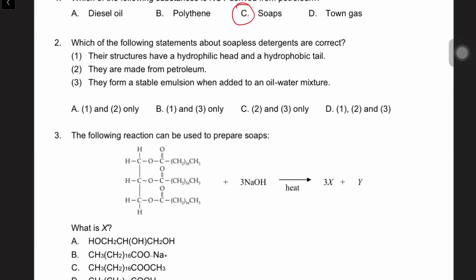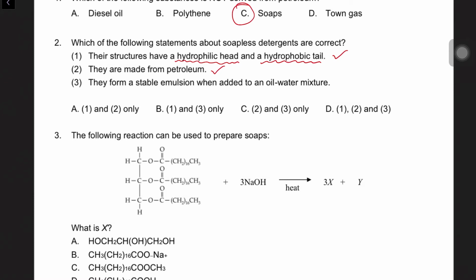Yes, first, no matter whether this is a soapless or soapy detergent, both of them have a hydrophilic head and a hydrophobic tail. So this one should be correct. And the second one, I think you get the answer. Sure, correct. They come from petroleum.